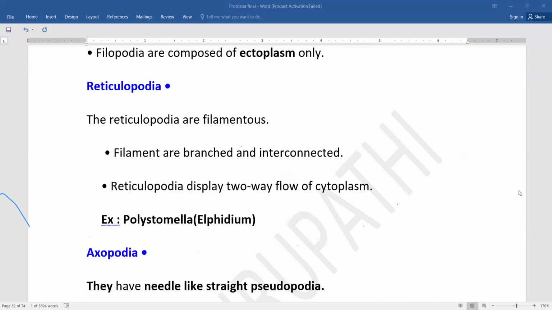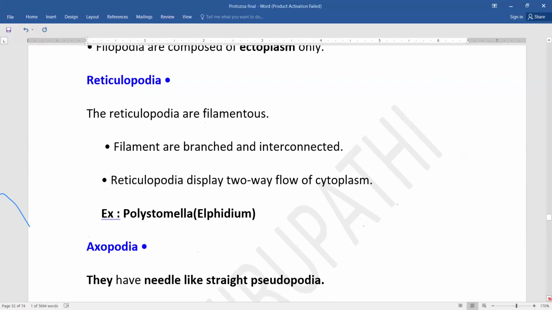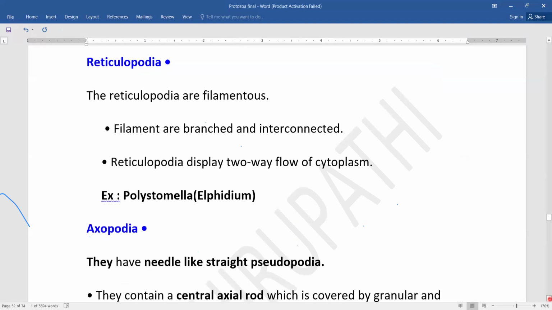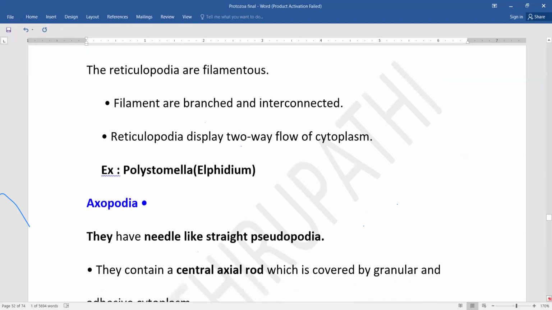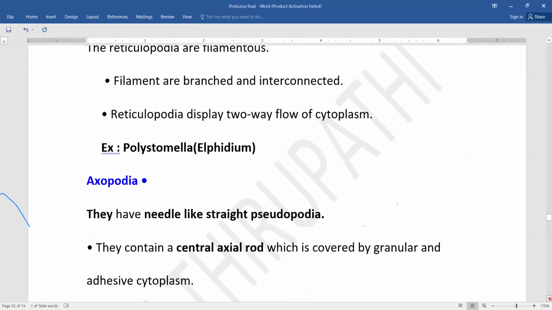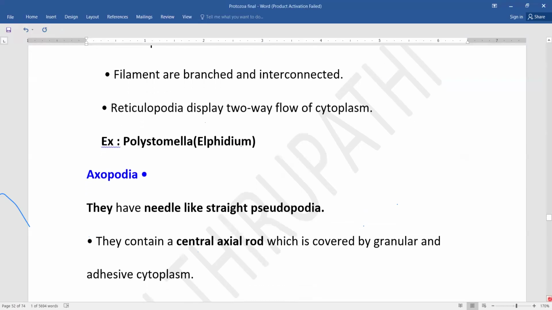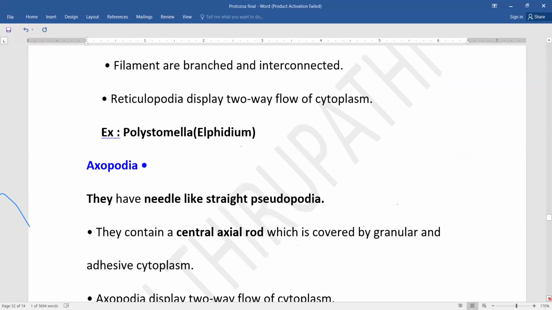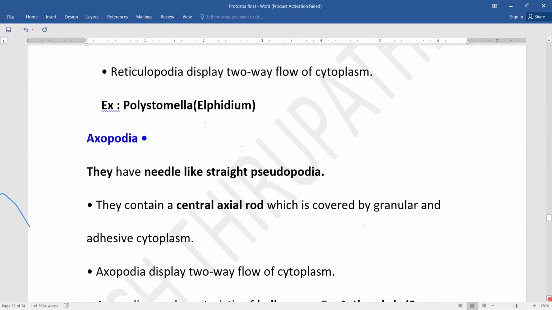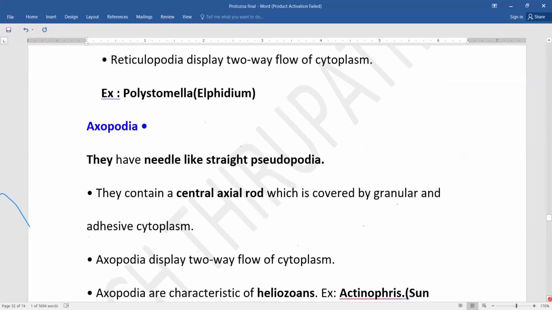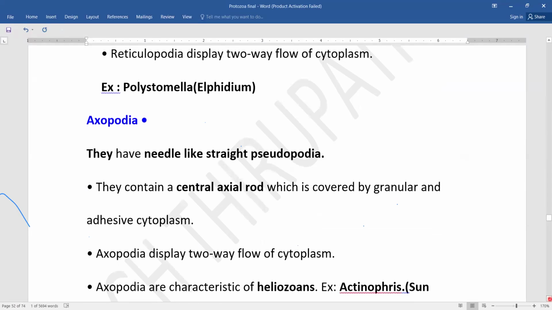And then axopodia. We saw them yesterday. Can anyone give an example for the sun animalcule? I told you yesterday. Which animal is called sun animalcule? Anyone? Okay, Actinophrys is generally called the sun animalcule.